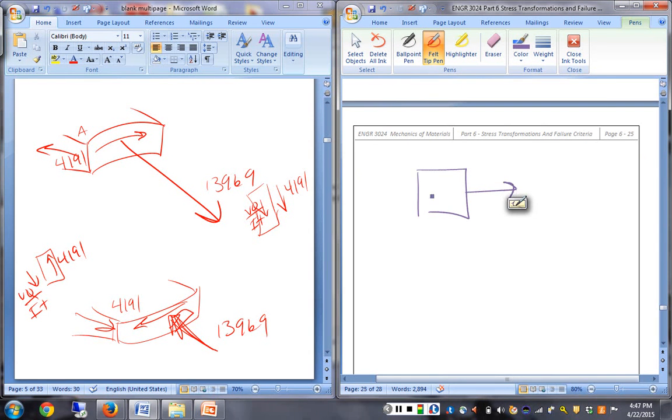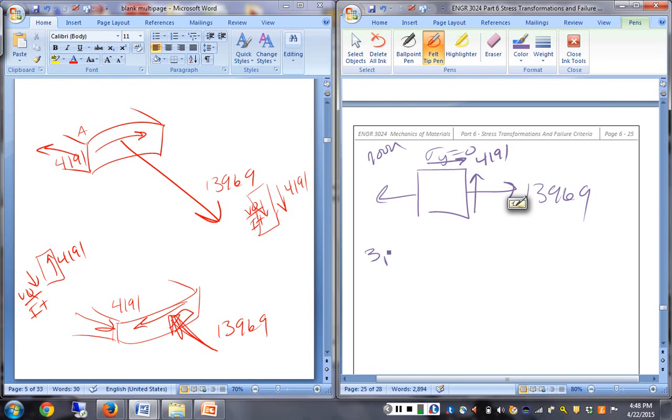This is my sigma x, because the x direction is along the beam. So 13,969. How much is my sigma y? I got nothing. Sigma y equals 0. How much is my shear? 4191. Okay. If I drew a stress state, so this is at noon.